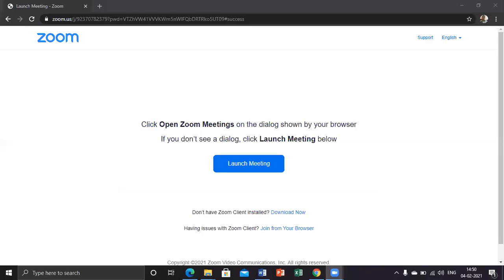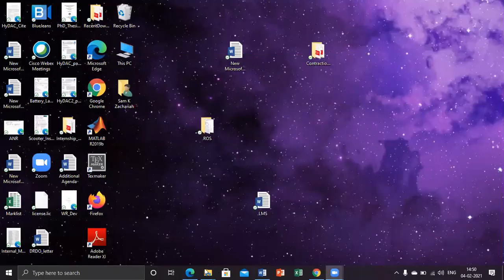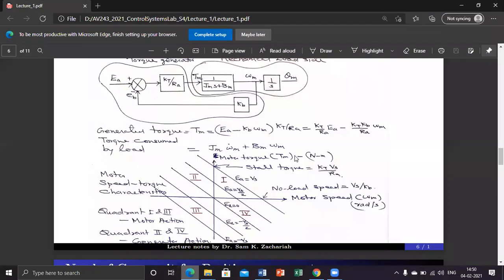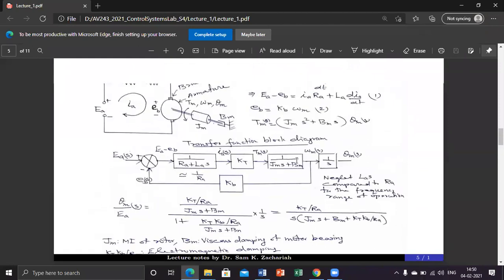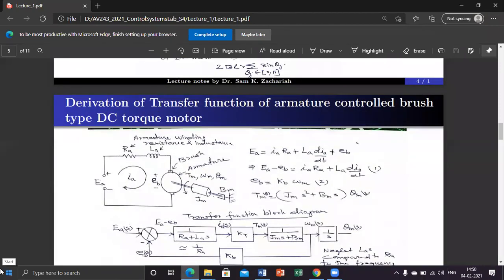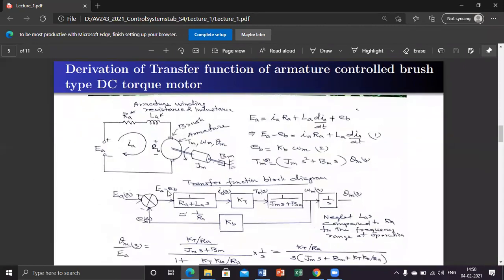Okay, I'm going to screen share mode. So you're able to see the screen? Yes, sir.